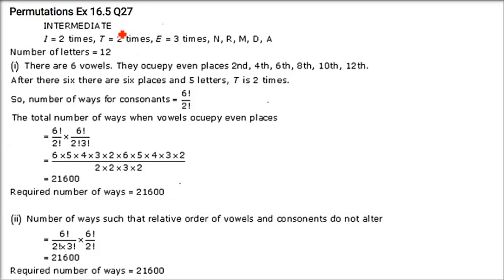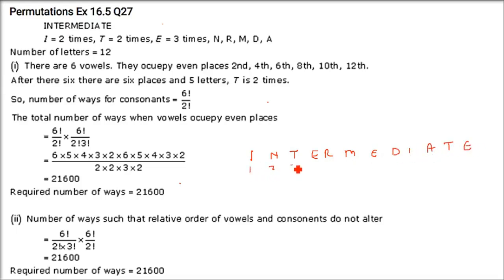Next one is intermediate. In how many ways can the letters of the word intermediate be arranged so that the vowels always occupy even spaces? There are 2 parts of this question. First, intermediate is the word, and the vowels always occupy even places.